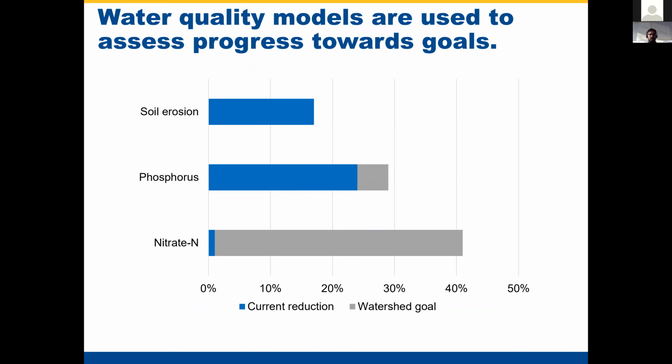So when we talk about focusing on water quality, there's three main metrics that we've chosen to look at here: soil erosion, phosphorus, and nitrate loss.